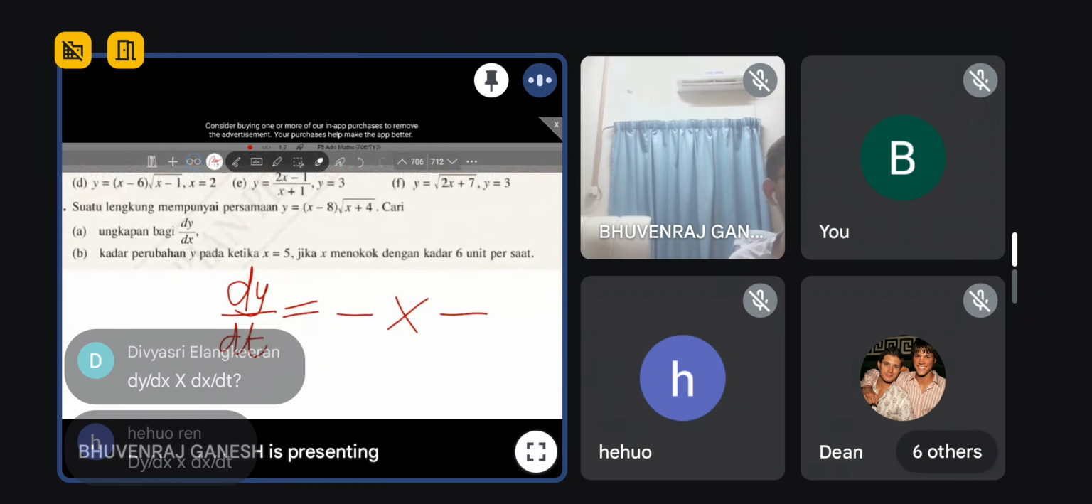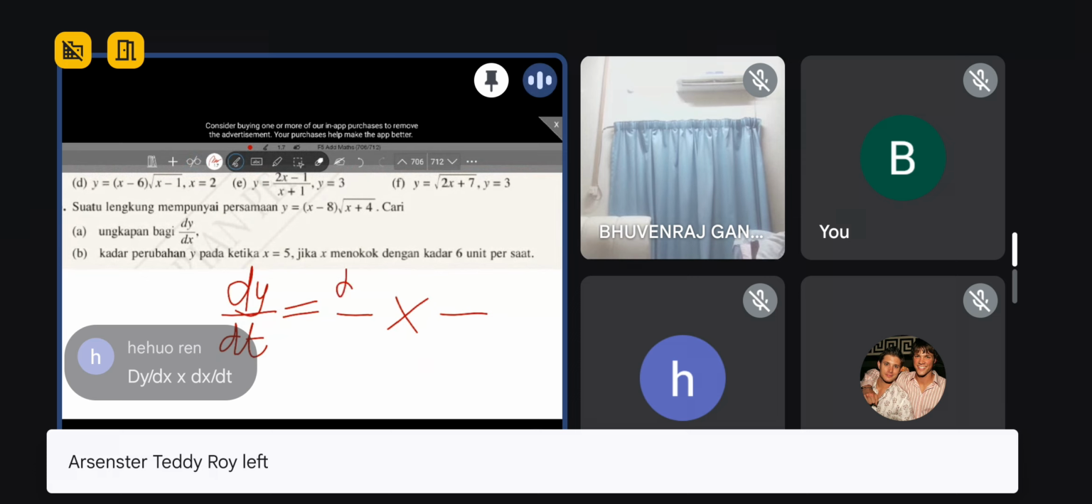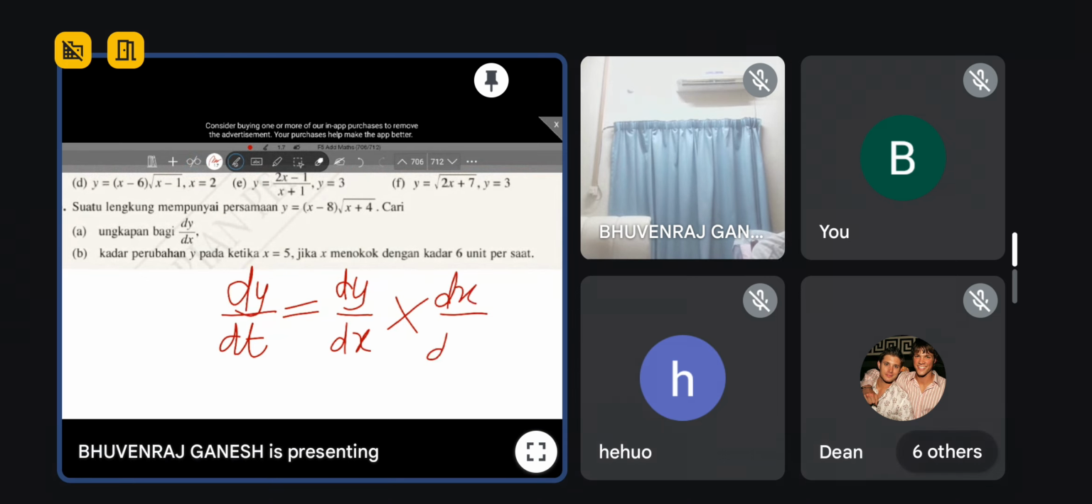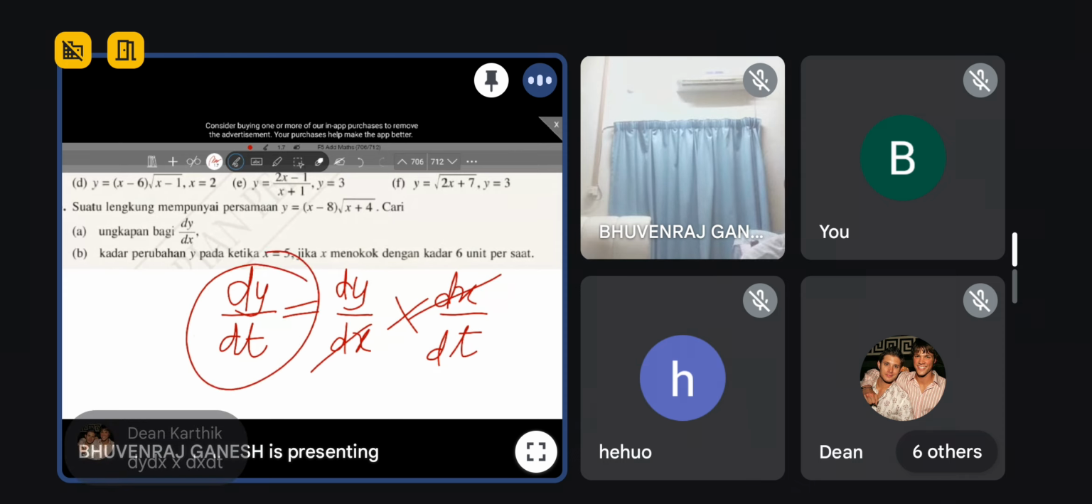Yes, very good. Okay, you all understand. dy dx times dx dt. Okay, these two will cancel out. Dia akan potong. So that's why you have your answer dy dt. So that is how you form the chain rule basically.